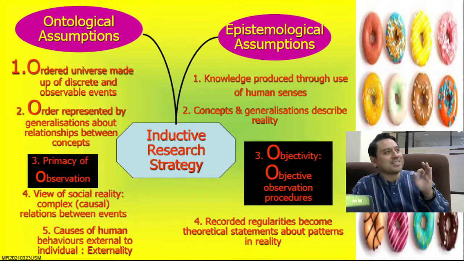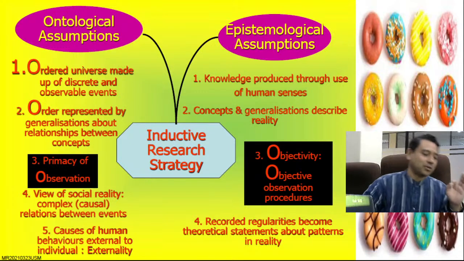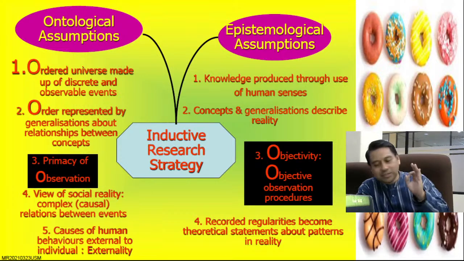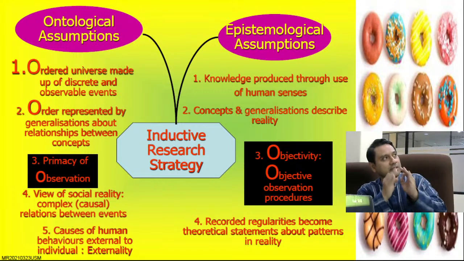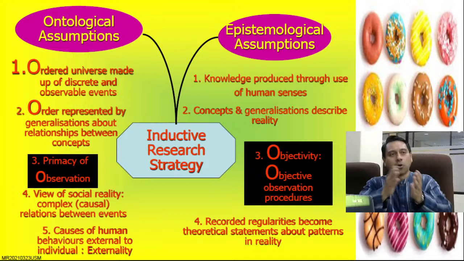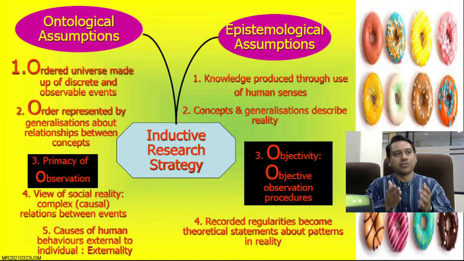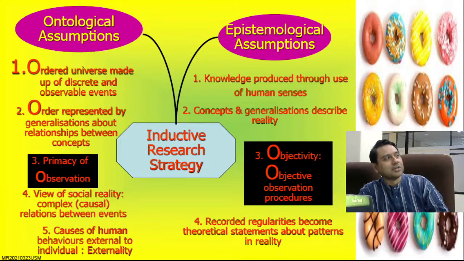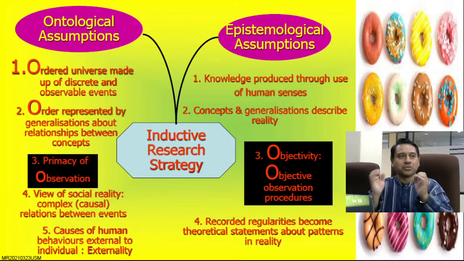I'll repeat because there's a problem with the internet connection just now. The first ontological assumption is that the world is orderly, an ordered universe made up of discrete and observable events. So inductive research strategy, which is upheld by positivism as a philosophy, believes in an orderly world, and that this orderly world can be observed through observable events. Number 2, the order represented by generalizations about relationships between concepts. So we can understand this world through the concepts, through the relationships of the concepts. Remember, these concepts represent observable events.